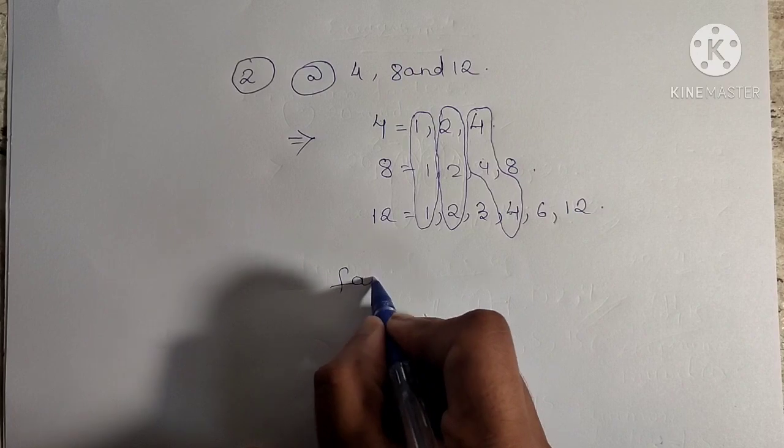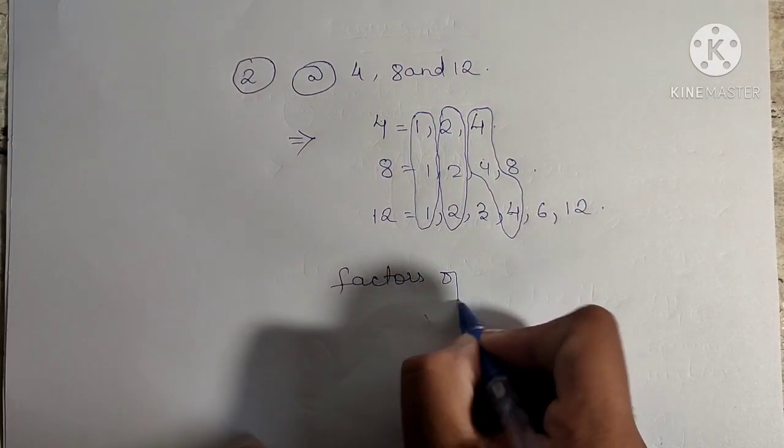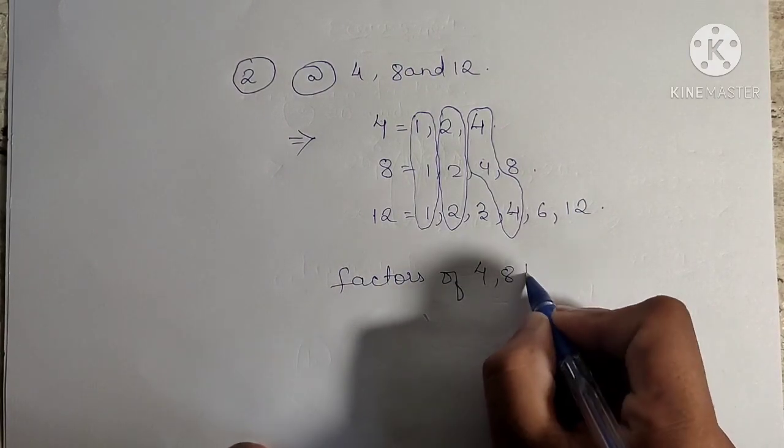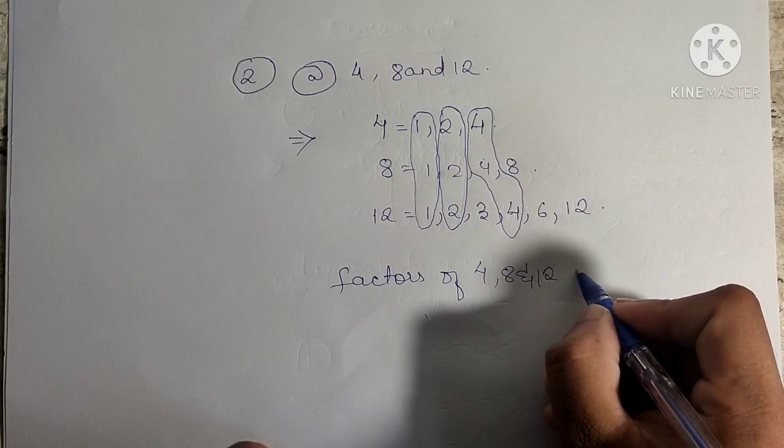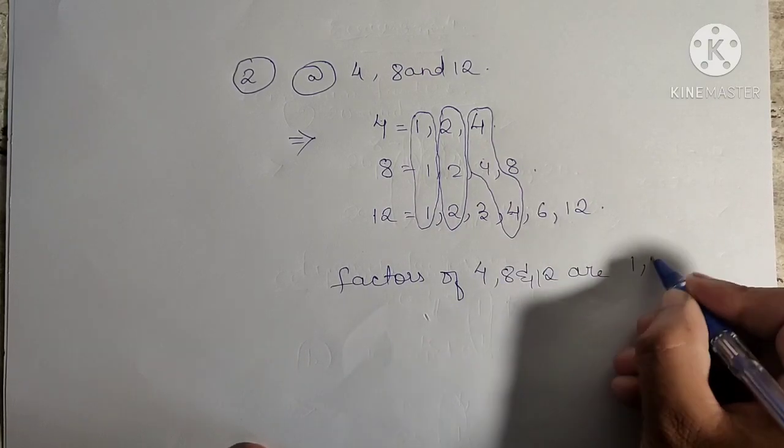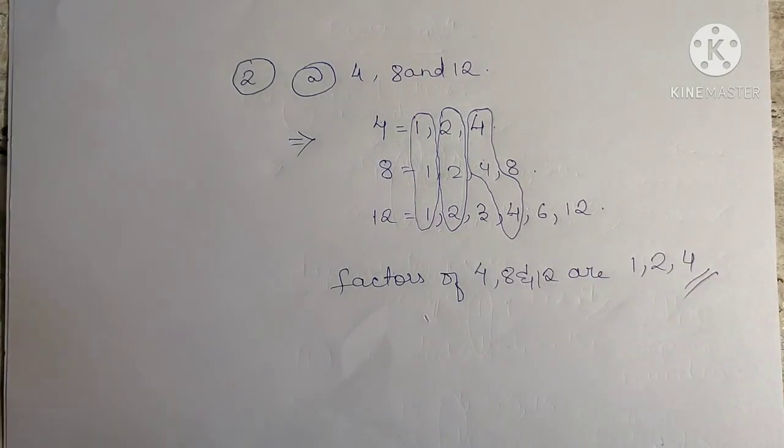Okay, same way, the common factors of 4, 8 and 12 are 1, 2 and 4. So this is the answer. Okay, in this way you have to try. B will be your homework. See, it is easy, that is why I am not solving all. If you have any problem, you are free to ask me. Just what you have to do, find the factors and see if they are common in all the numbers given in the question.